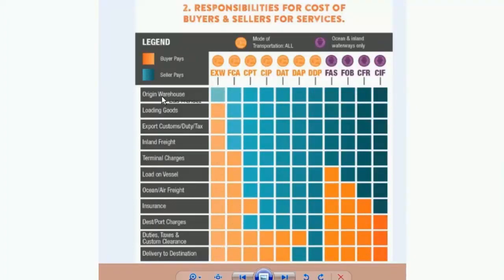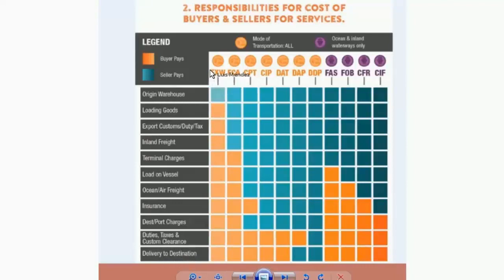From up to down. So we have here origin in the warehouse, loading goods, export customs duty and taxes, inland freight, terminal charges, load on vessel or the ship, the vessel means the ship, ocean and air freight, insurance, destination port charges, duties, taxes and customs clearance, and delivery to destination.